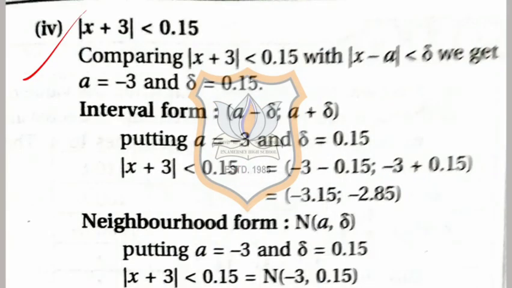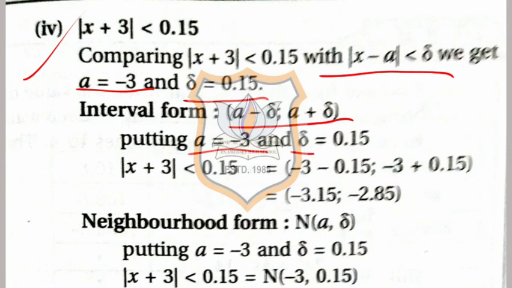Let's solve the fourth part. Modulus of x plus 3 is less than 0.15. Now let's compare with modulus of x minus a is less than delta. Here if you see, a is minus 3, delta is 0.15. Let's substitute in the interval form a minus delta, a plus delta. A is minus 3, delta is 0.15. So what will we get? Minus 3 minus 0.15, and the other extreme value will be minus 3 plus 0.15. So our answer will be minus 3.15 to minus 2.85.